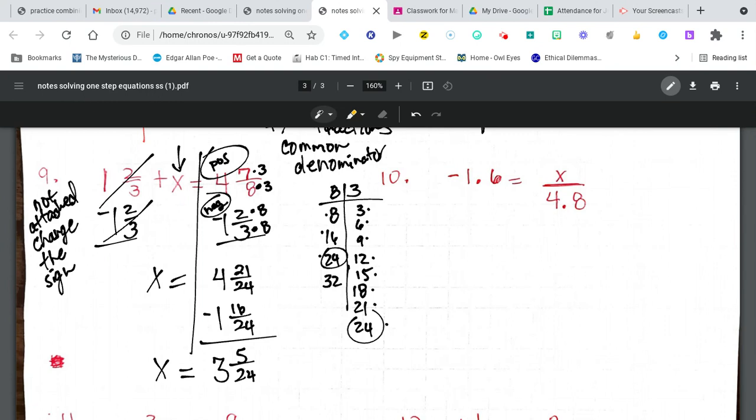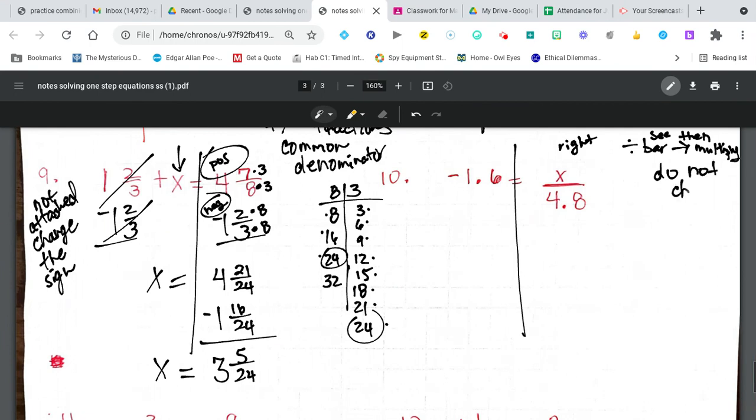And let's take a look at 10. On 10, your X is on the right side of the line. And the number you want to get rid of is 4.8. But I see a division bar. So if you see division, then you need to multiply. You do the inverse, the opposite, to undo it. Okay, so I'm going to multiply, but we do not change the sign on multiplication or division. So instead of dividing by 4.8, I'm going to multiply by 4.8.